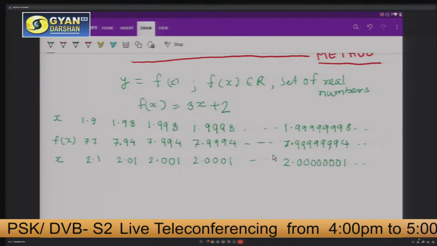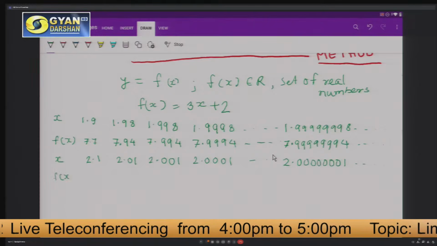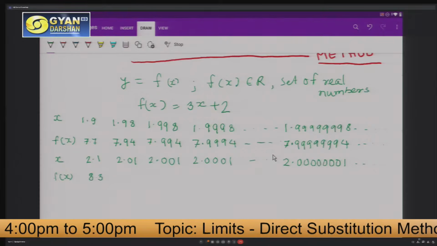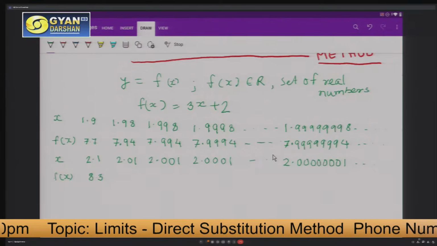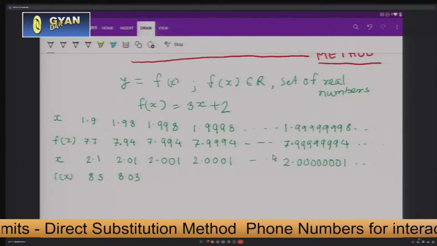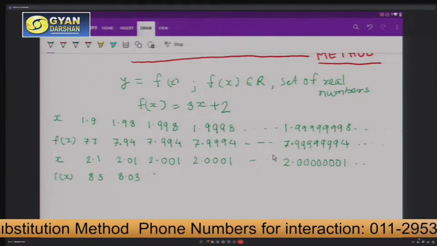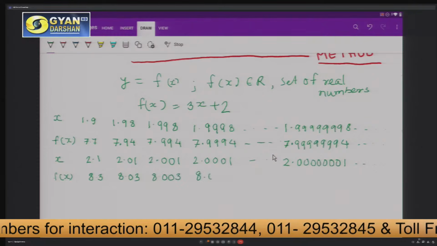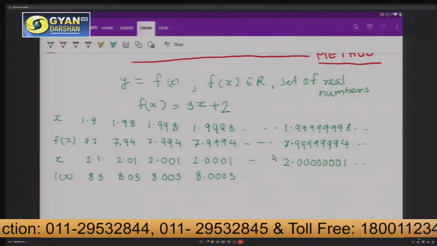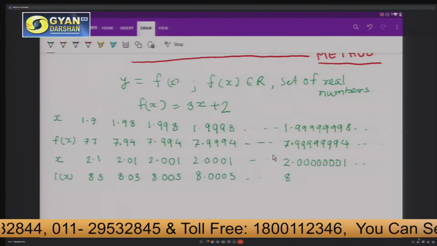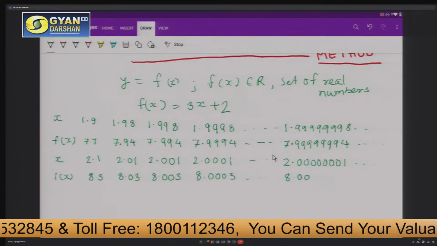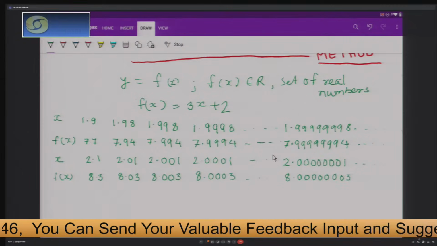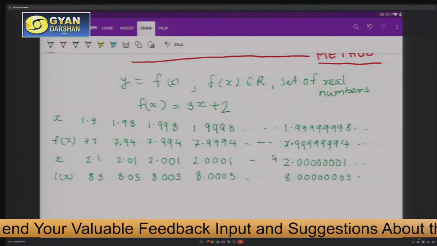Then what will be the value of f(x), that is y? You can calculate: 8.3, 8.03, 8.003, and so on, and it will go on.